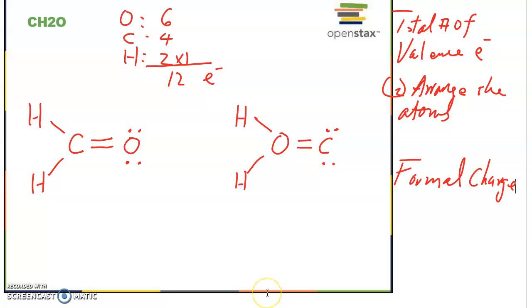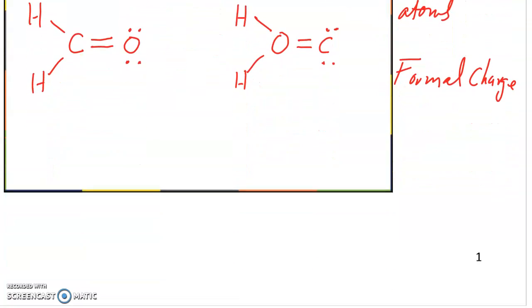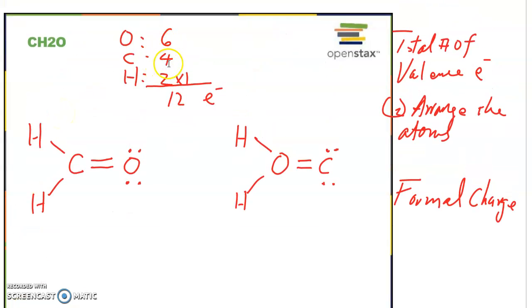Formal charge is equal to the number of valence electrons from the free atom. In this case, for carbon, that is 4. As you can see here, carbon is 4, oxygen is 6, and hydrogen is 1. You may need to memorize all this. And nitrogen, that is 5.